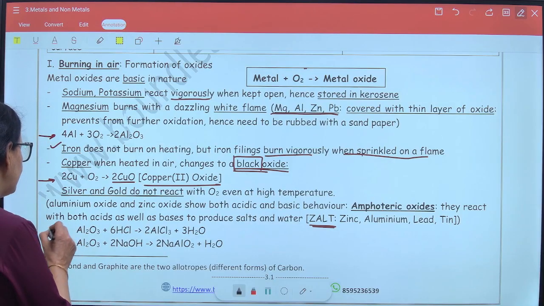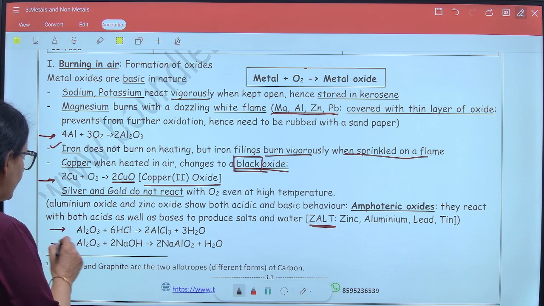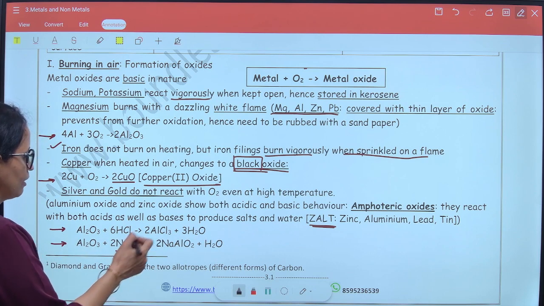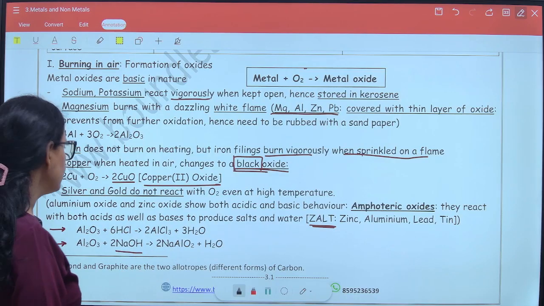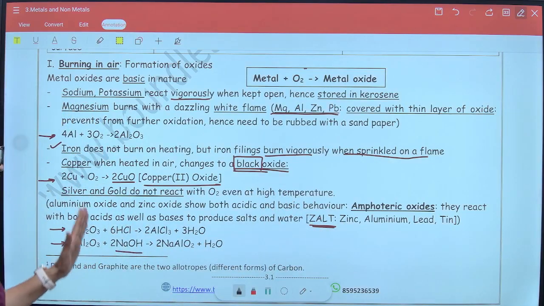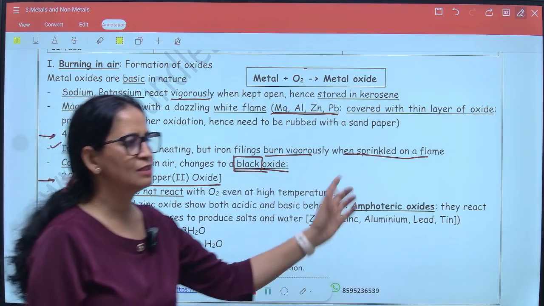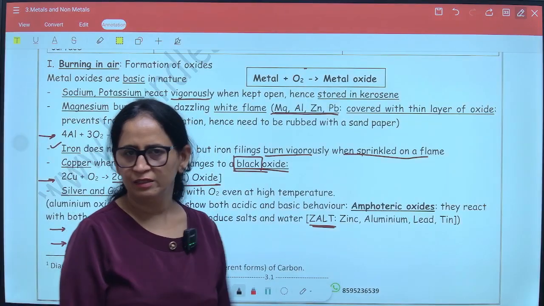So, for example, Al2O3 reacts with HCl to form AlCl3 and water, and it also reacts with the base, that is NaOH, to form NaAlO2 plus water. So, there are certain amphoteric oxides that react with both acids and bases. Again, to learn it, remember the word salt: zinc, aluminium, lead and tin.